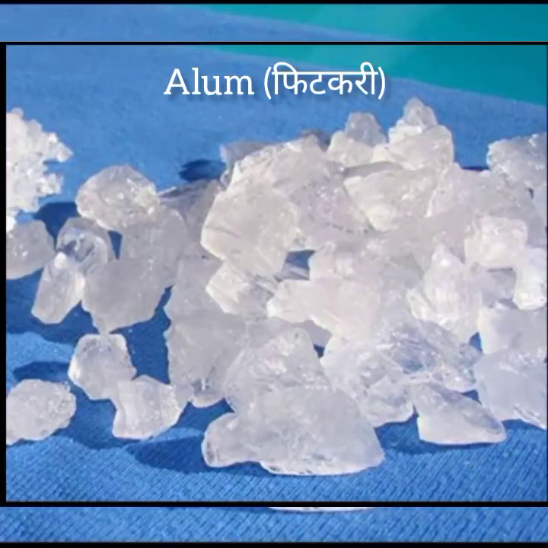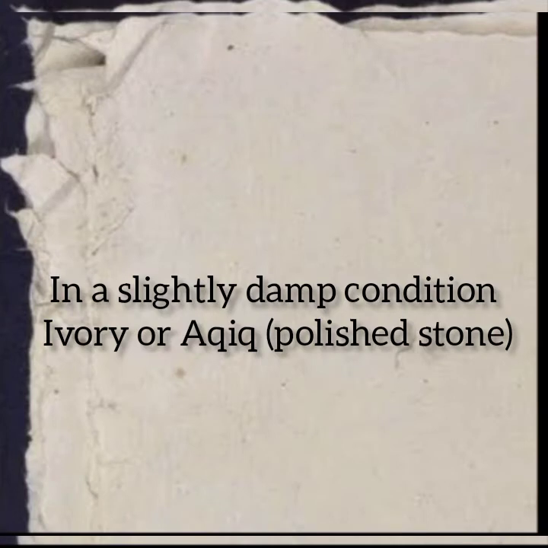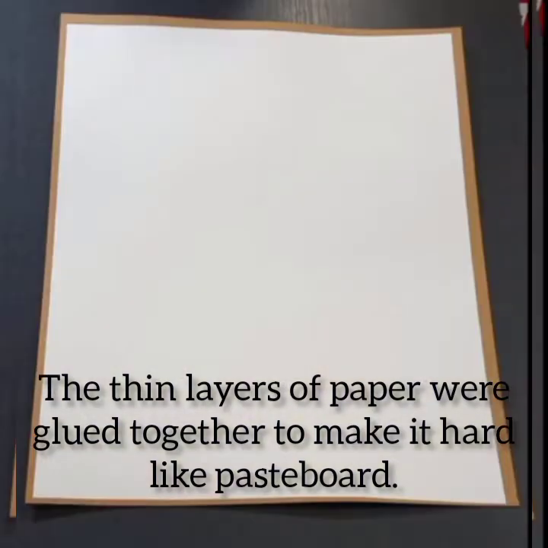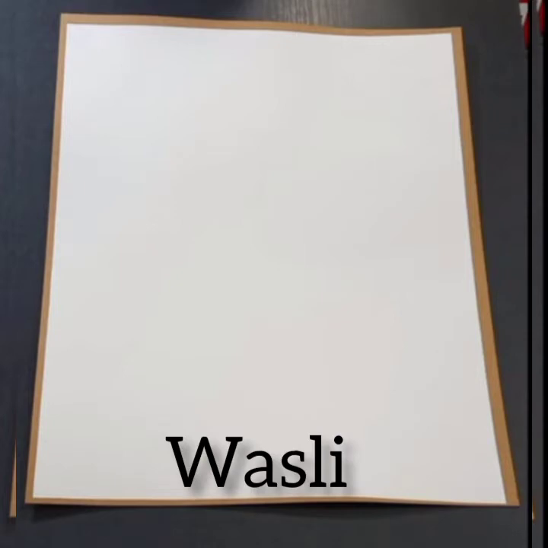This paper was dipped in a solution of alum, that is fitkari, and in a slightly damp condition, ivory or a keek was used to polish the paper. The thin layers of paper were glued together to make it hard like pasteboard. This was known as wasli. Wasli was done by Wasilgar.